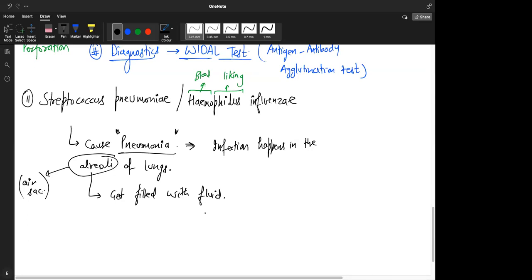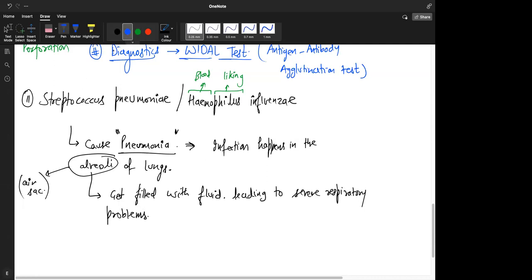So in pneumonia also, the alveoli get filled with fluid. Now you can understand what happens. There will be severe problems in respiration. So you can write down: gets filled with fluid, leading to severe respiratory problems.